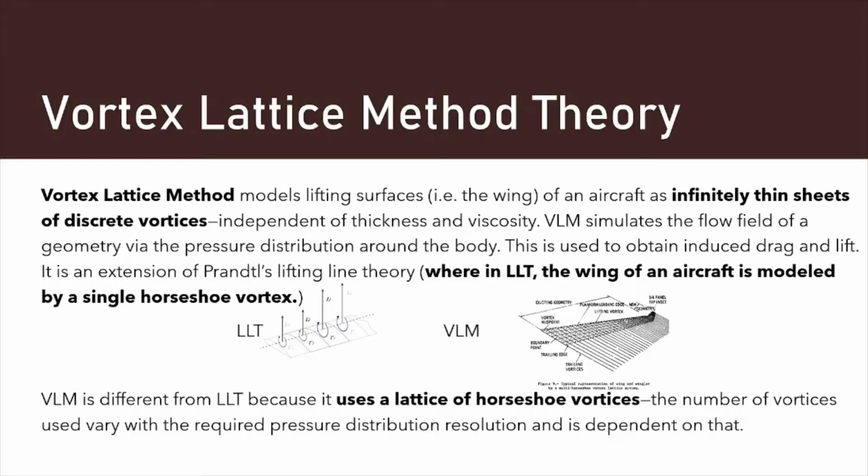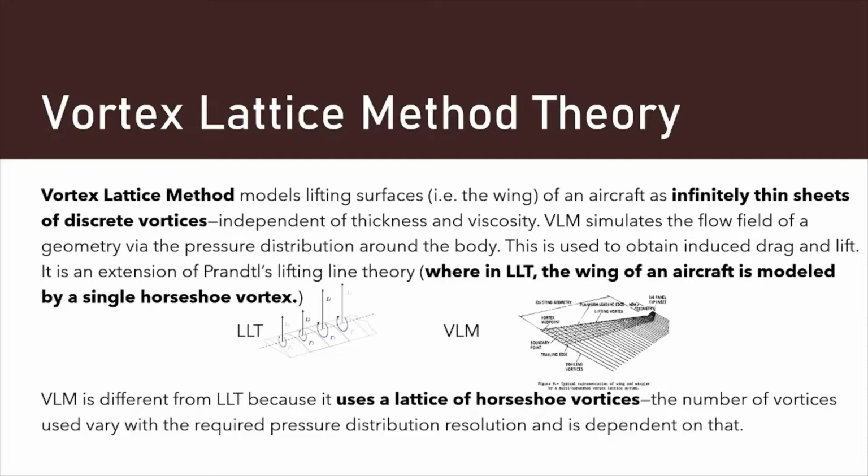So what is the theory behind VLM? VLM models lifting surfaces, such as wings of an aircraft, as infinitely thin sheets of discrete vortices, independent of thickness and viscosity. So what VLM does is it simulates the flow field of a geometry with the pressure distribution around the body, or sometimes the velocity. Velocity and pressure kind of go hand in hand. This is used to obtain the induced drag and lift, which is also seen in panel method, except that takes into account thickness. Vortex lattice method does not.